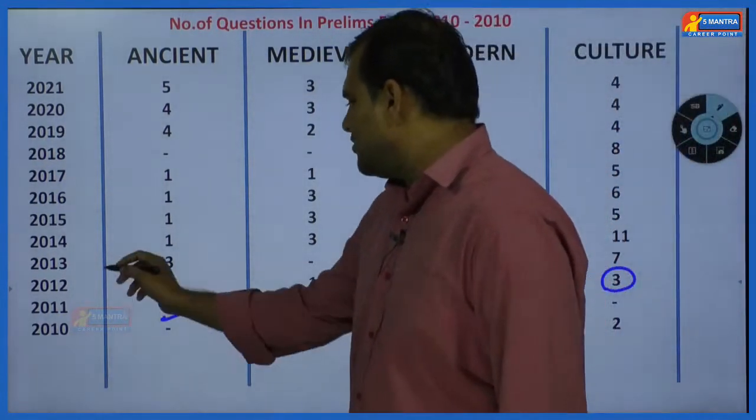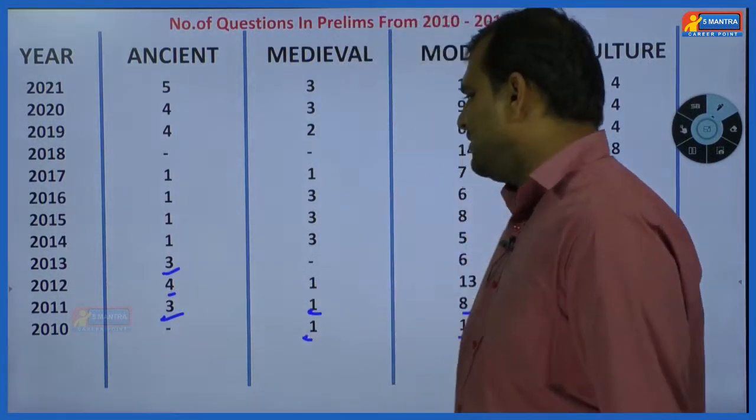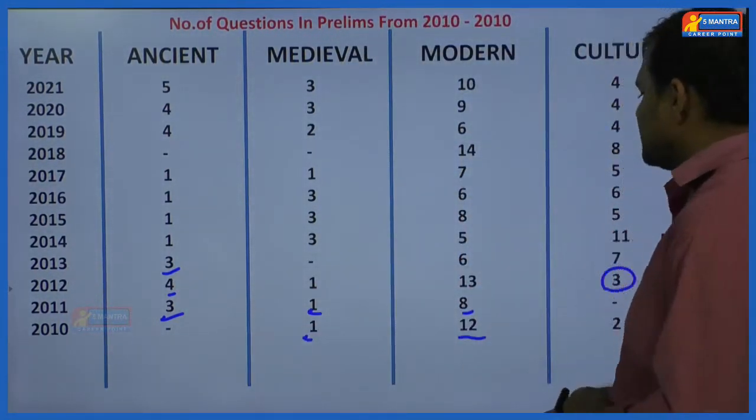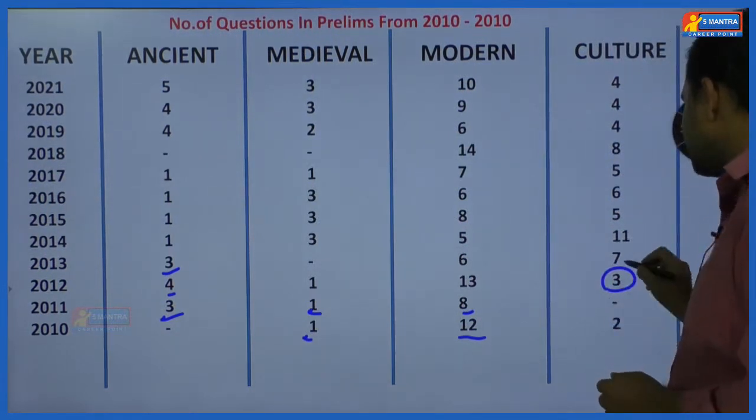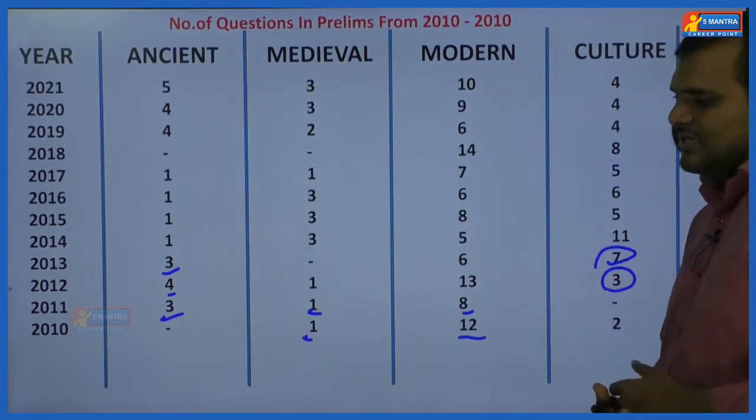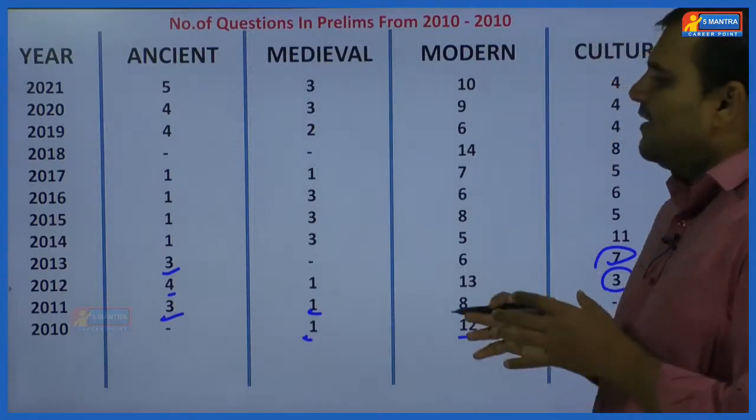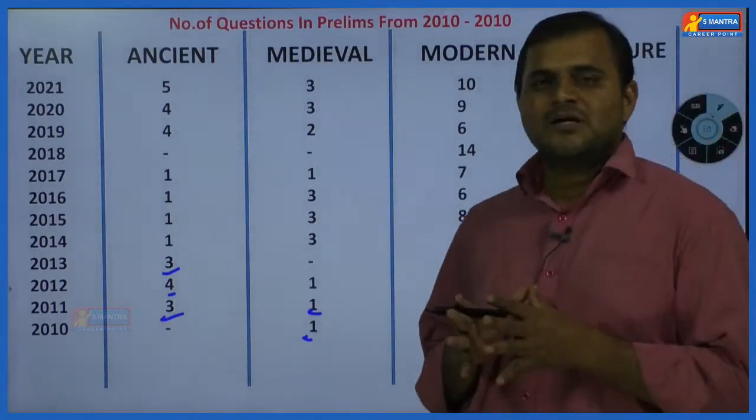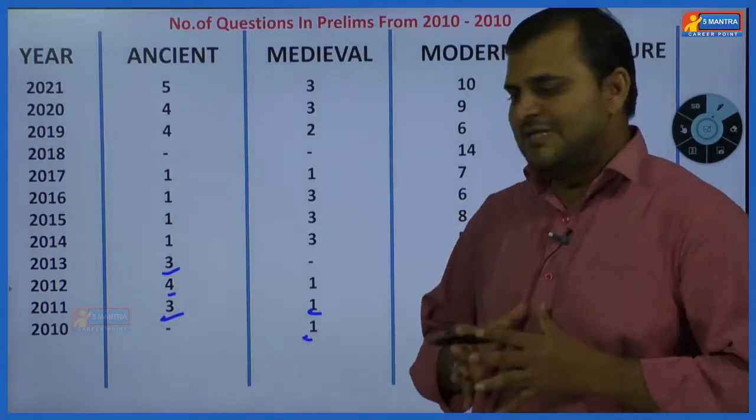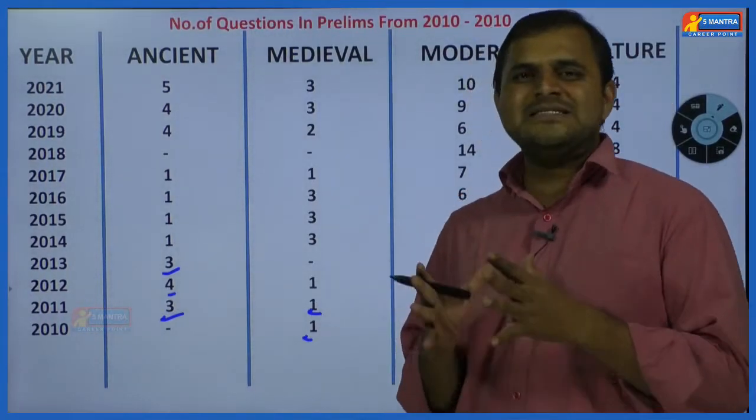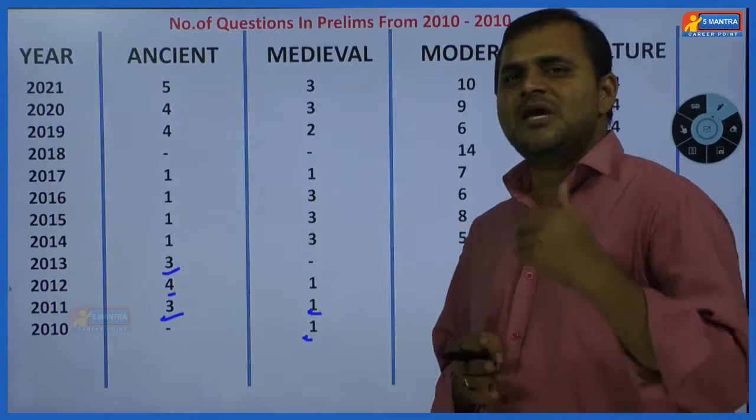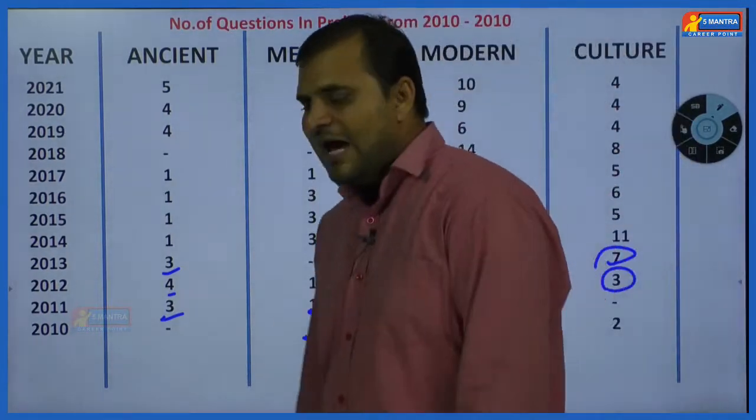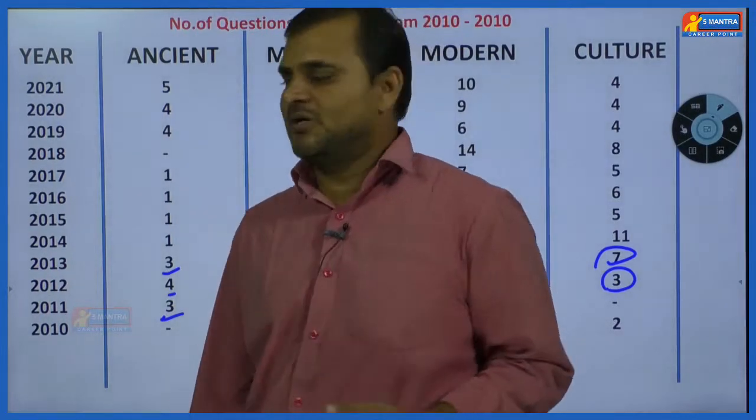In 2013, 3 questions from ancient, medieval 0 questions, modern 6 questions, and culture 7 questions. Based on these statistics, we can say that UPSC aspirants should not focus on a single segment. Sometimes they give importance to ancient, sometimes to modern and culture aspects.